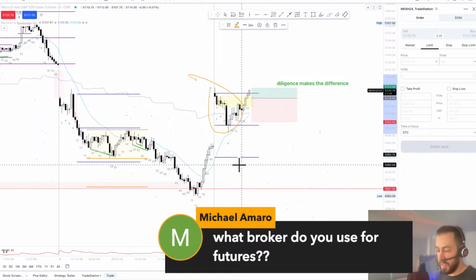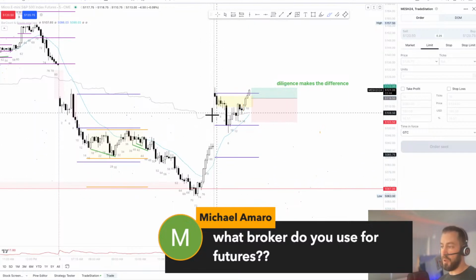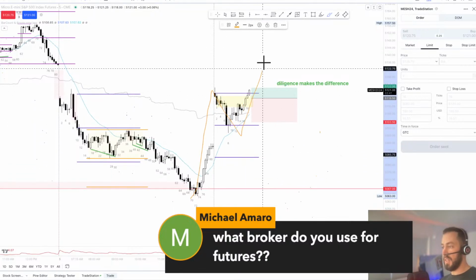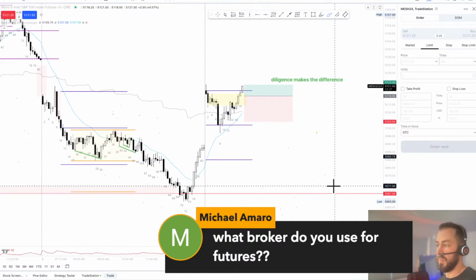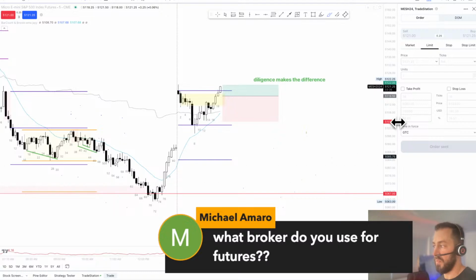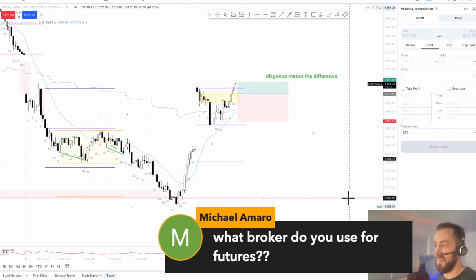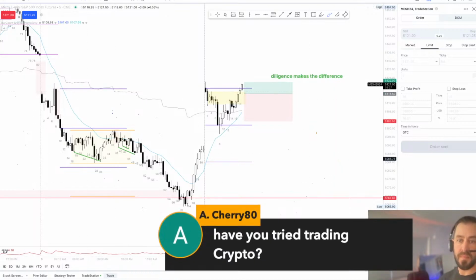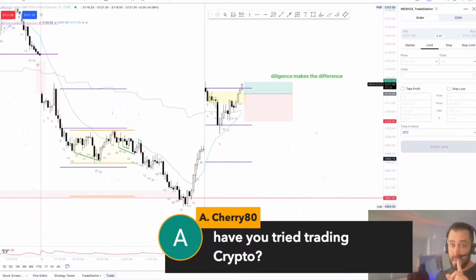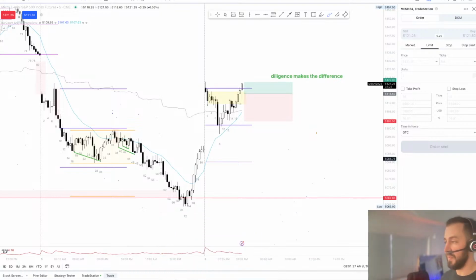So what we thought was a possible breakout to the downside was actually a pullback on a higher time frame, right? That's like this. Hey, Cherry. I trade one chart and one chart only. That's the S&P 500 futures.